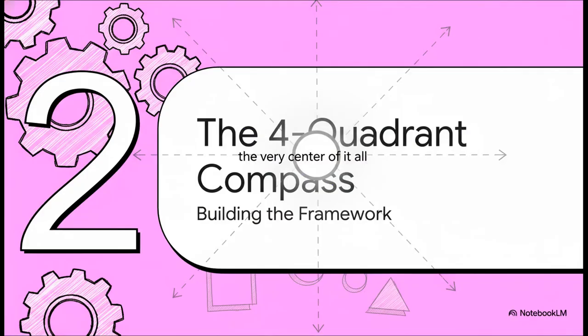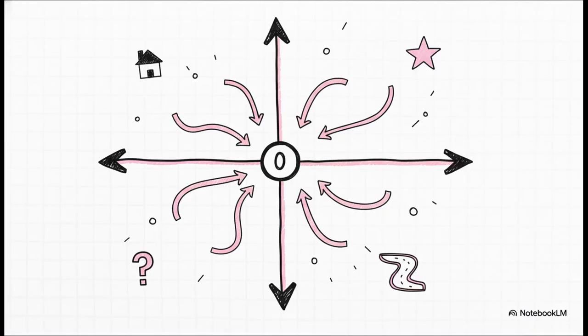Section 2, the four-quadrant compass. All right, so how does this thing actually work? Let's build this map from the ground up, starting right at the very center. Every map needs a "You Are Here" sticker, and on this one, it's called the point of origin. Think of it like ground zero. It's the neutral starting block for all of us, the point from which every single life path begins to branch out, all based on the choices we make.